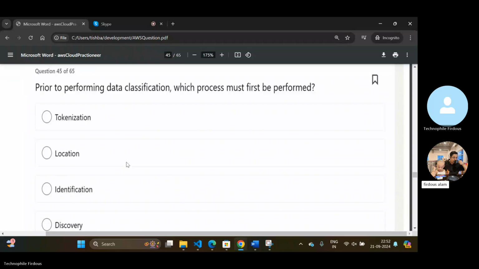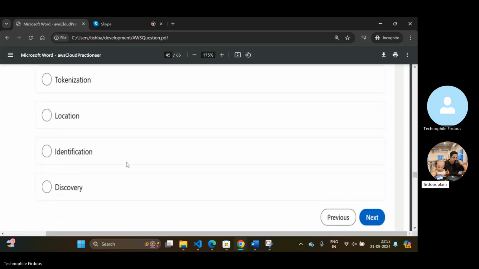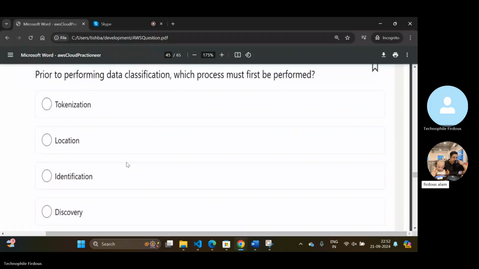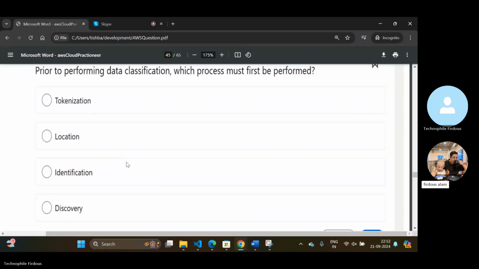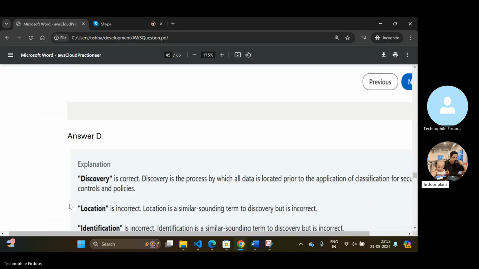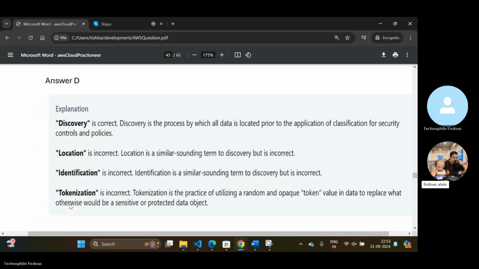Prior to performing data classification, which process must be performed first? Before classification, which process must be performed? The answer should be discovery. It's related to data privacy and all those things. Discovery should be the correct answer. Why? You can see the answer.